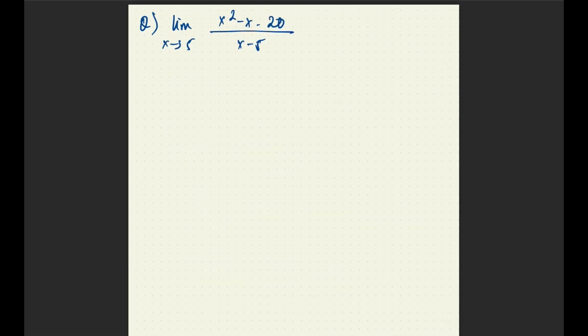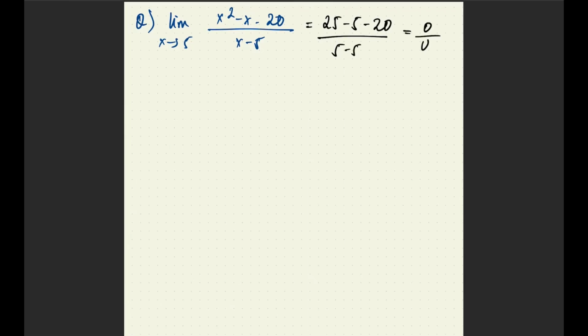So now let's try this other question. So I'm going to plug in first. So this is going to give me 5 squared, that's 25, minus 5 minus 20, divided by 5 minus 5. And this is going to give me 0 over 0, which of course is indeterminate. So what can I do over here? We know that the numerator is x squared minus x minus 20.